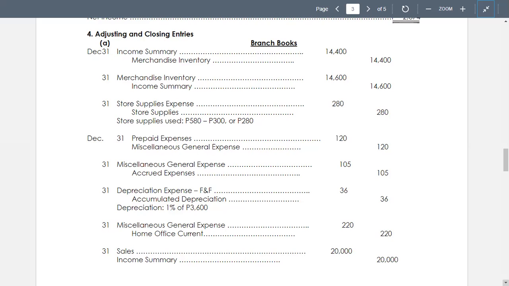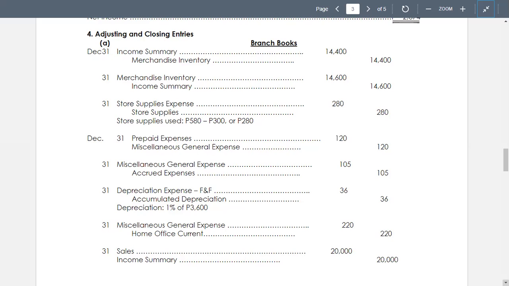Then for 105, that amount is an accrued expense. Debit miscellaneous general expense for the branch, 105. So again, for the branch, debit miscellaneous general expense and credit accrued expenses for 105. Okay, so take note that we will be providing adjustments to the original balance of miscellaneous general expense because now we have a credit and a debit.